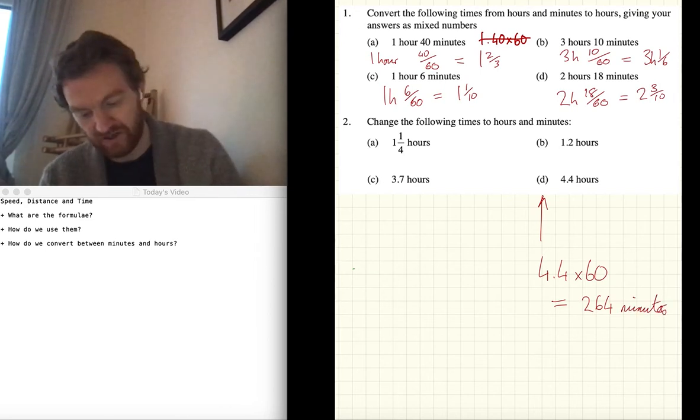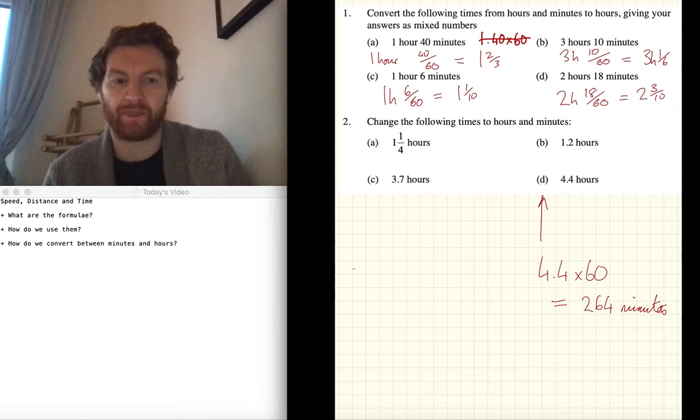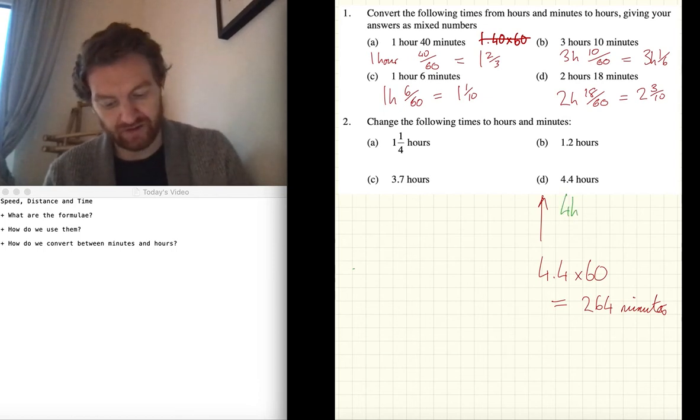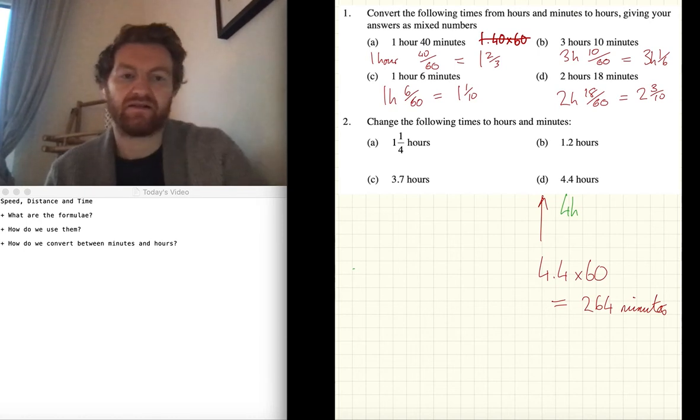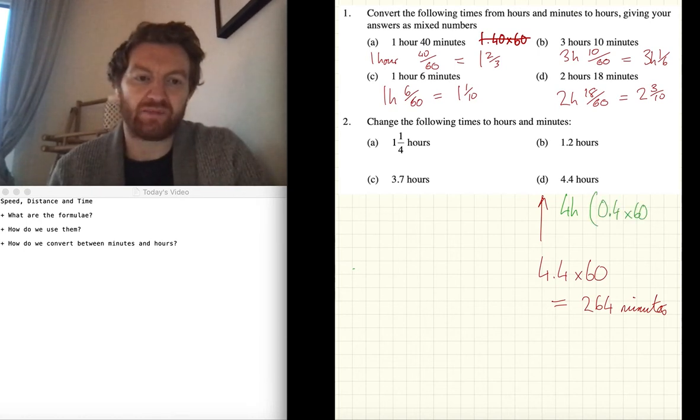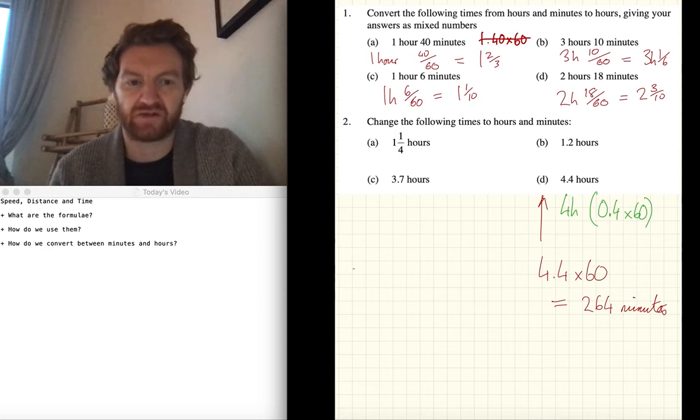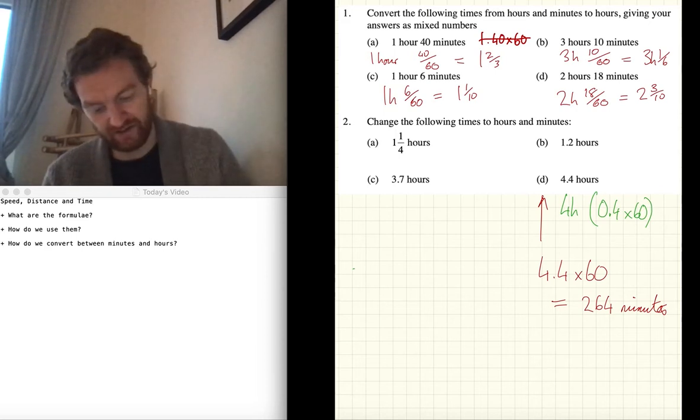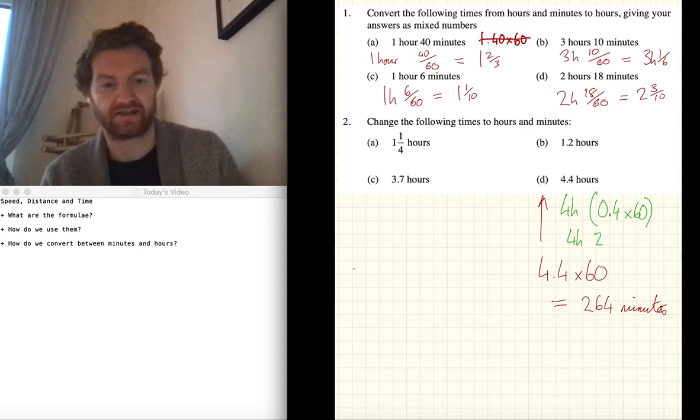So again, what we can do, however, is we can say, okay, well, I've got 4 hours, so keep that 4 hours the same. But then you've got 0.4 hours, and it's 0.4 of 60. So when you're going from the decimal back up to the minutes, just multiply by 60. And that would give you 4 hours and 24 minutes. Again, calculator exam.